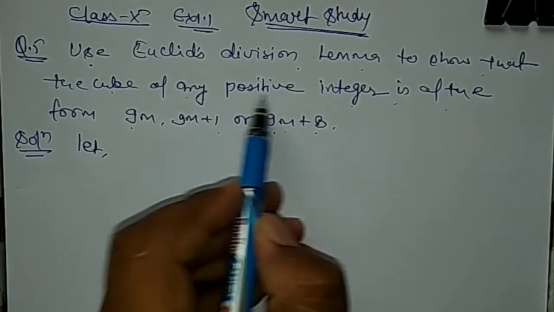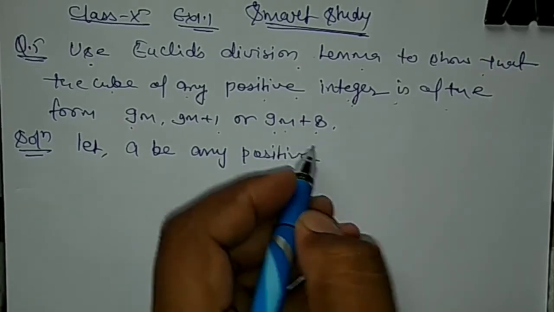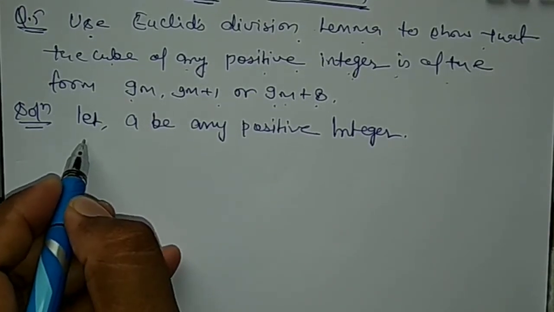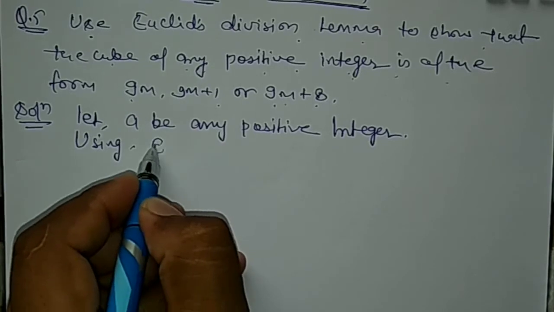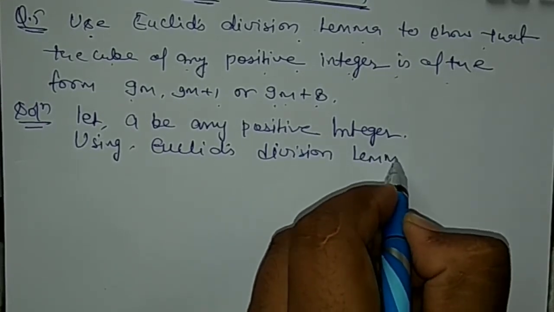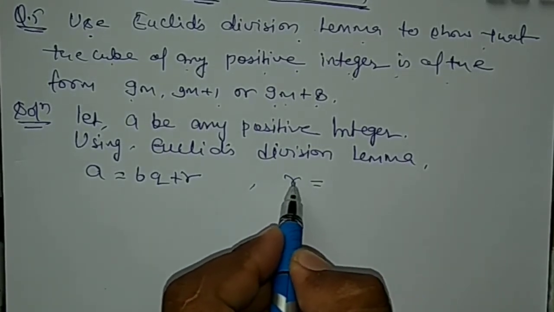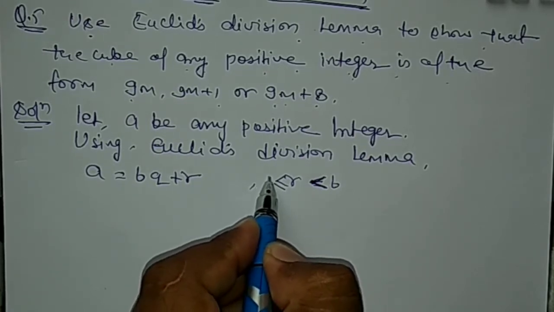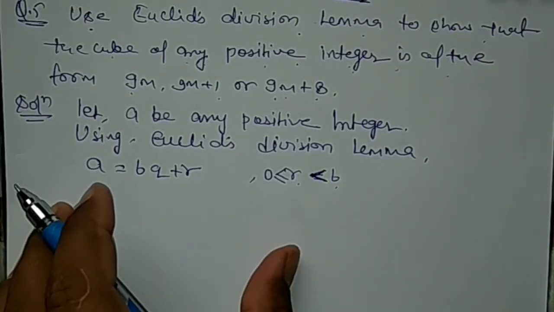Let a be any positive integer. That is our assumption here, and we know that by Euclid's division lemma, we can say that a equals bq plus r, and r is less than b and greater than or equal to 0. The remainder should be greater than or equal to 0 and less than b, by Euclid's division lemma.